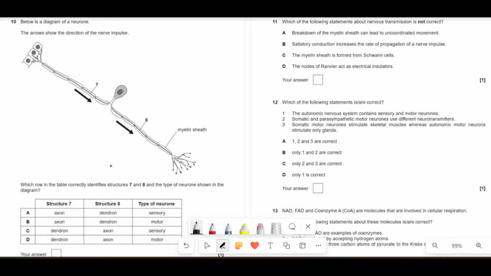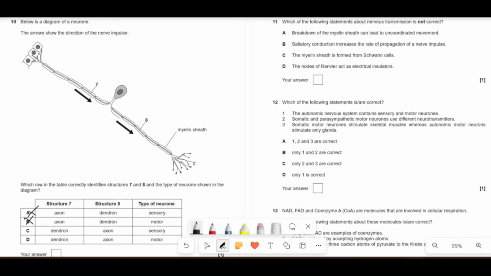So remember that dendrons will carry impulses from wherever it's coming from to the cell body, and then axons take impulses from the cell body to wherever it's going. So number 7 is not an axon, so number 7 is a dendron, number 8 is the axon. So those two are out straight away. Now if we look, we've got dendron, axon, that's fine, but we need to decide whether it's sensory or motor.